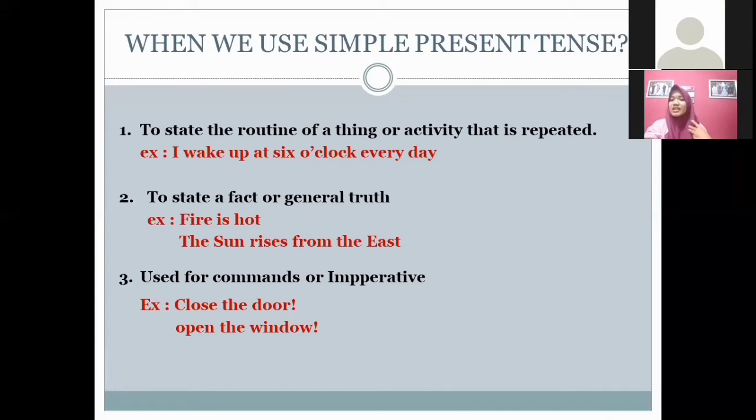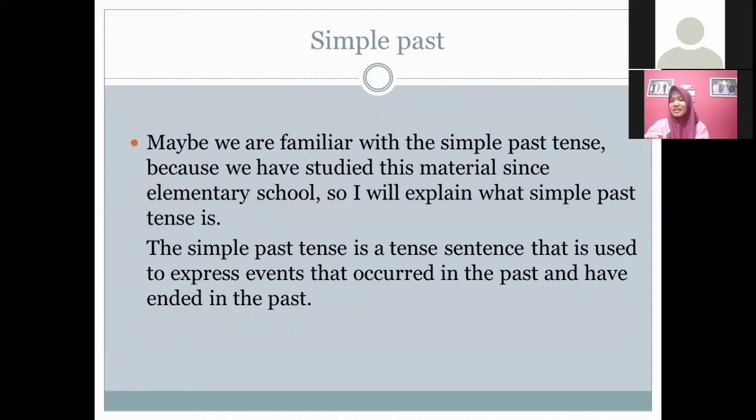Three, we use it for commands or imperatives. Example: close the door, open the window. That's all from me, and thank you.